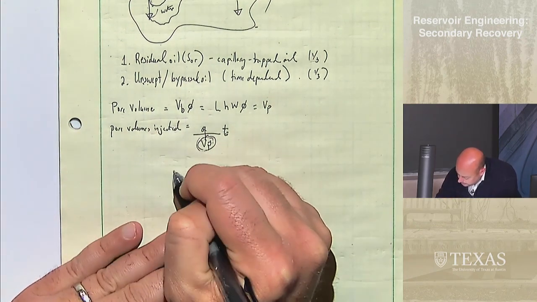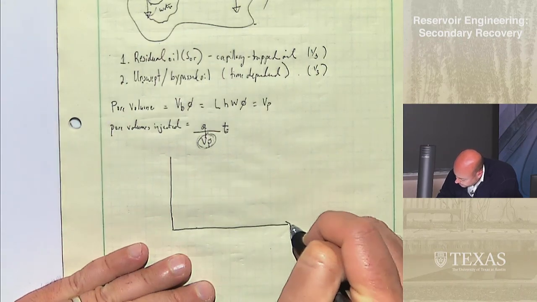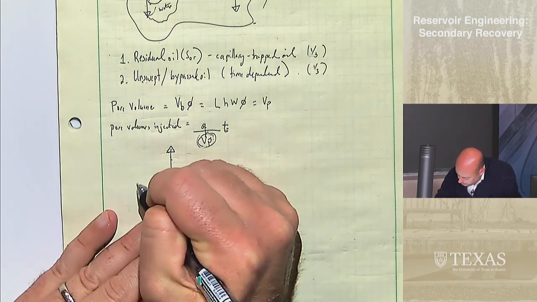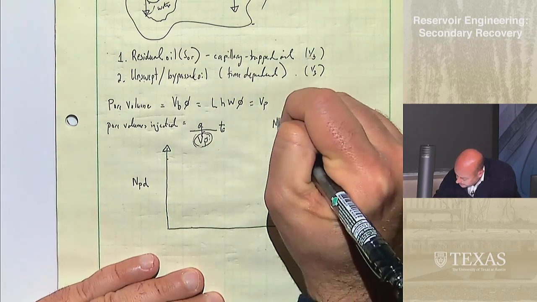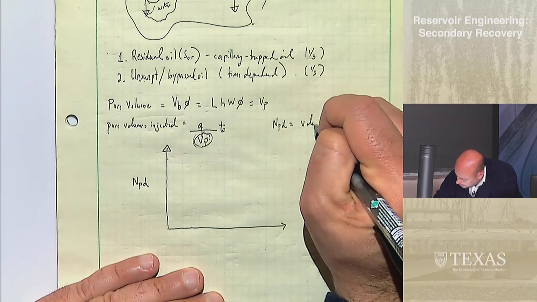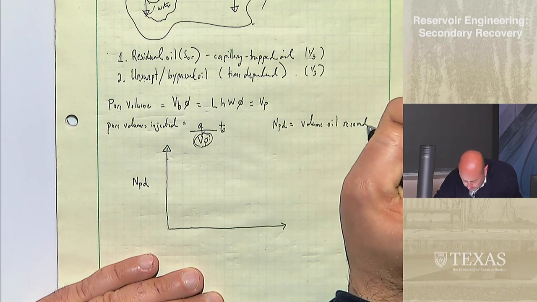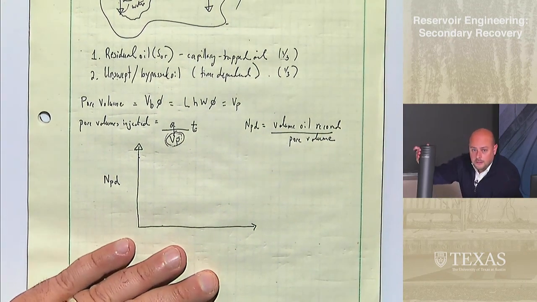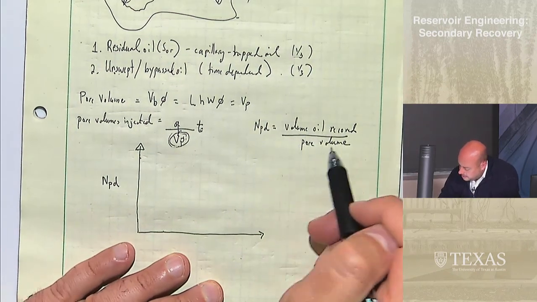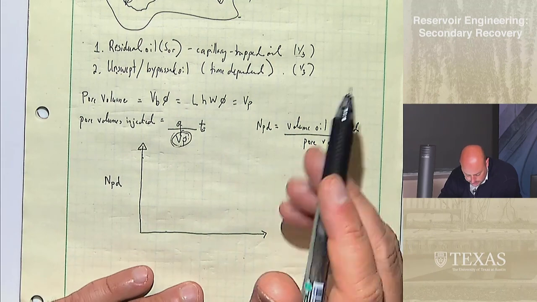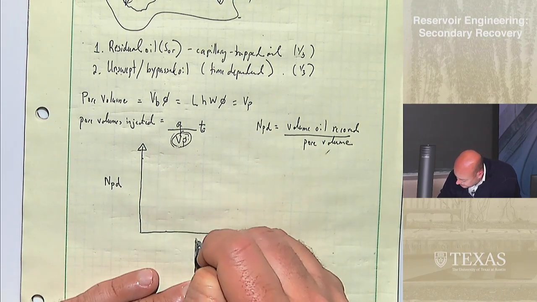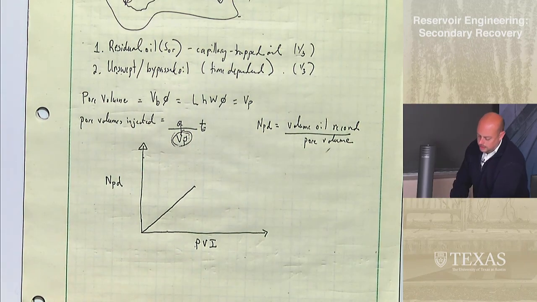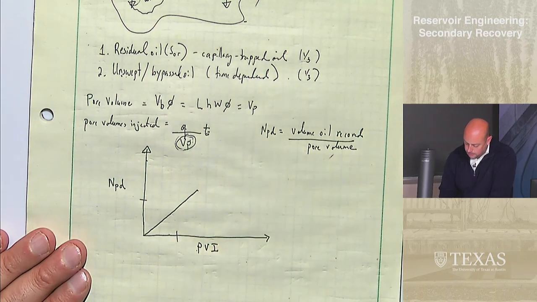And then the other thing we might do is make a plot of these things. If you were to plot the dimensionless oil recovery, this is N_PD, the volume of oil recovered divided by the pore volume. Okay, that's N_PD. So this is basically the percent that you recover. If you were to make a plot versus dimensionless time, I'm going to call that PVI, pore volumes injected, what you'll get is a straight line. This has a 45 degree angle, so N_PD is equal to pore volumes injected.